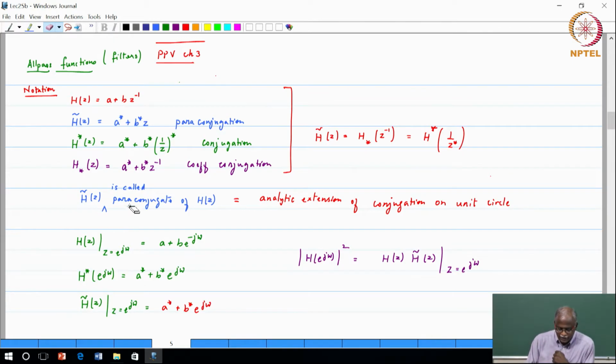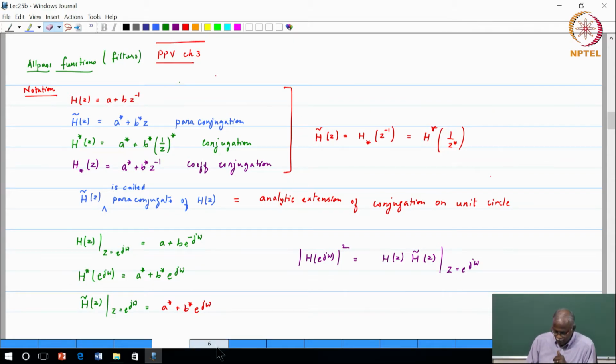An important result is that paraconjugation is the analytic extension of conjugation on the unit circle, which basically says that if I have H of e to the j omega magnitude squared, then this can be written as H of z H tilde of z, with z equal to e to the j omega. That is on the unit circle, because that represents conjugation. But once you go outside of the unit circle, it still has the same flavor of taking the magnitude squared, but it is now H of z H tilde of z, where H tilde represents the paraconjugation.